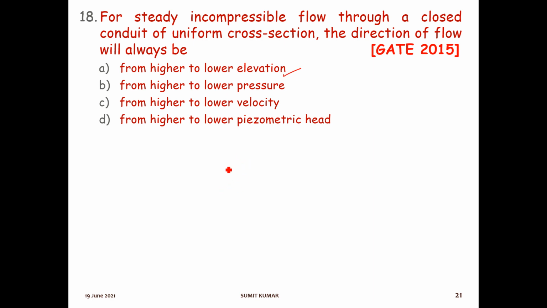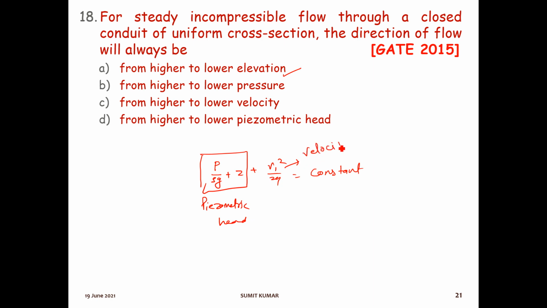First of all, just recall the Bernoulli equation, that was P by rho g plus Z plus V square by 2g. This will be constant for an ideal fluid generally. Here, this term is called the piezometric head, and this term is called the velocity head.